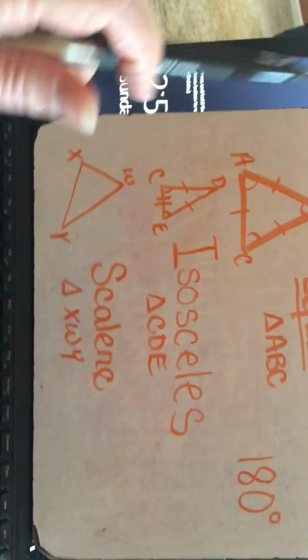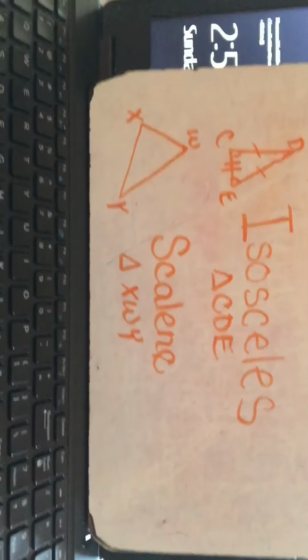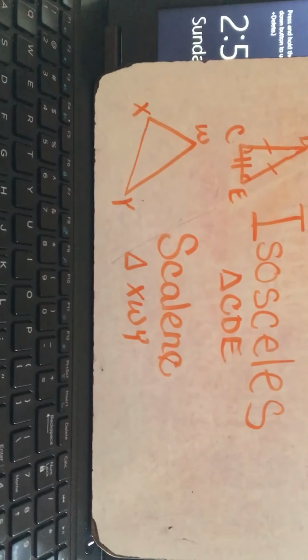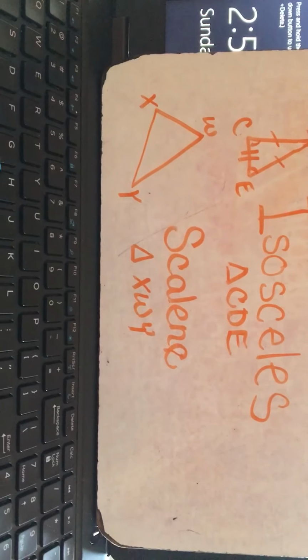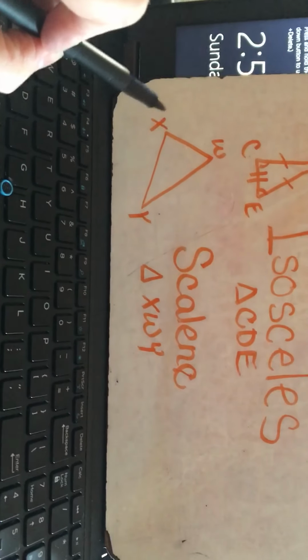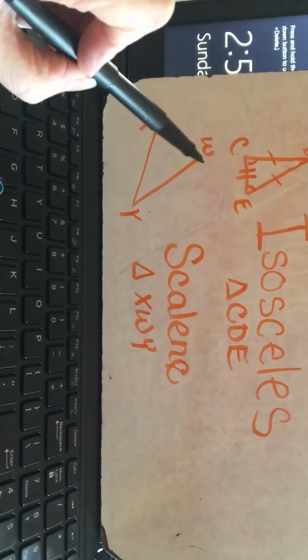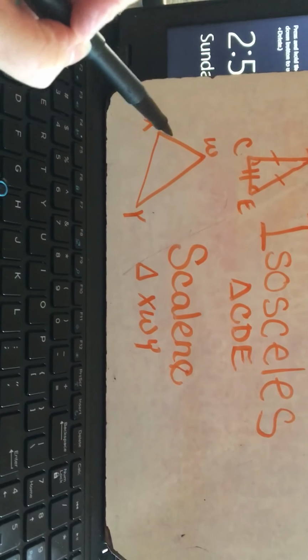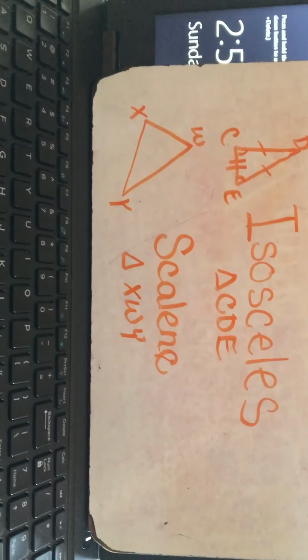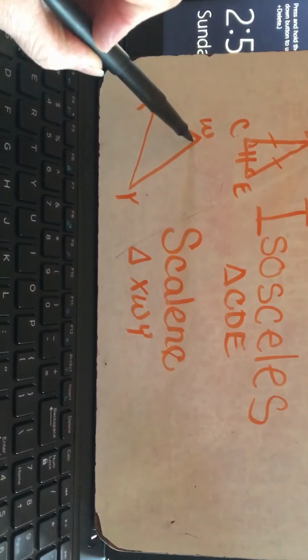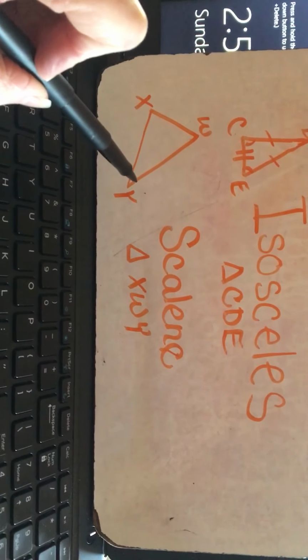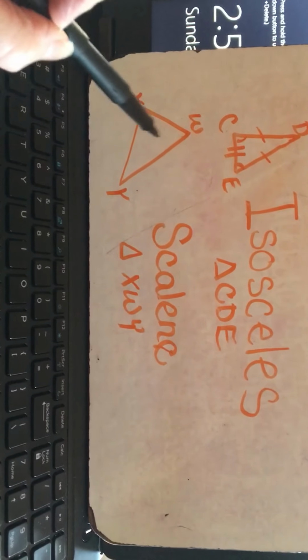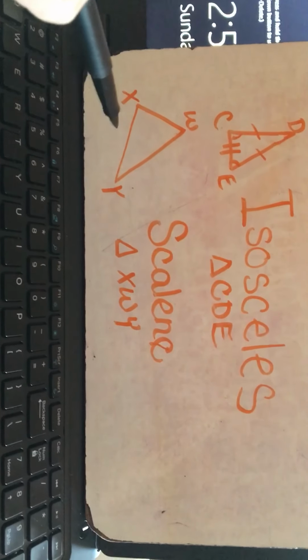Then we get down to the scalene triangle, which just has a mind of its own. In a scalene triangle, nothing is equal. This line is not equal to this line or this line. None of them are equal and none of their angles are equal. But still, their angles, if I add them up, would equal 180. So that's what a scalene triangle is, okay?